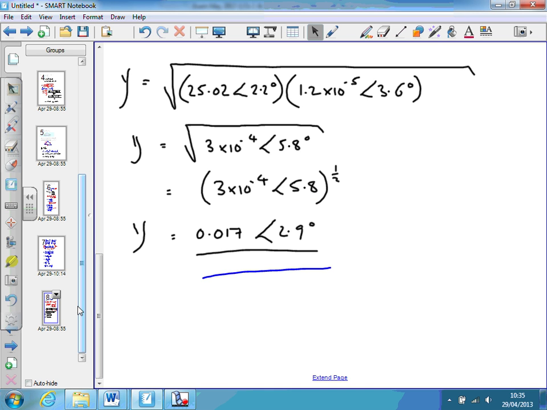Okay, and it can be a similar sort of question in the exam. The numbers make it awkward, but the process is actually, with practice, quite straightforward.